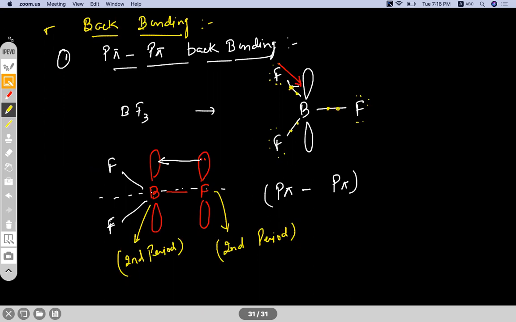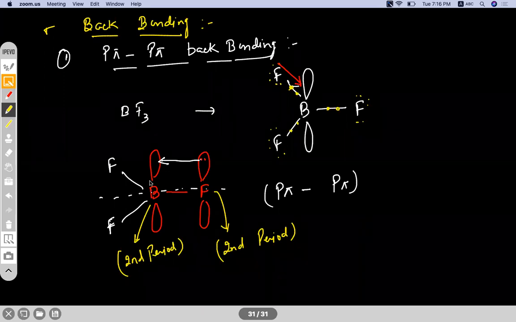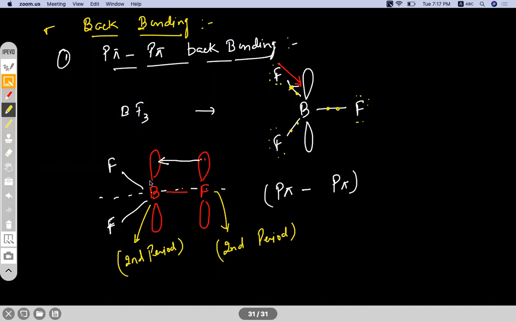Right, so in this, write down this point: the electron deficiency of the boron atom decreases due to back bonding. Next line: as back bonding tendency increases, electron deficiency decreases.